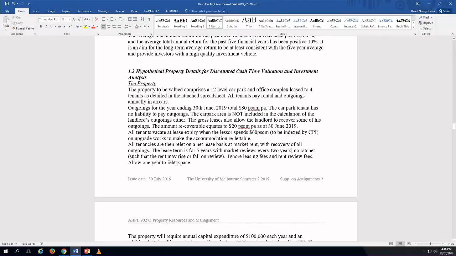Such that the rent may rise, no ratchet. It means no ratchet, such that rent may rise or fall on review. Ignore leasing fees and rent review fees. Allow 1 year to re-let space. So allow 1 year to re-let space means the vacancy period is 1 year.